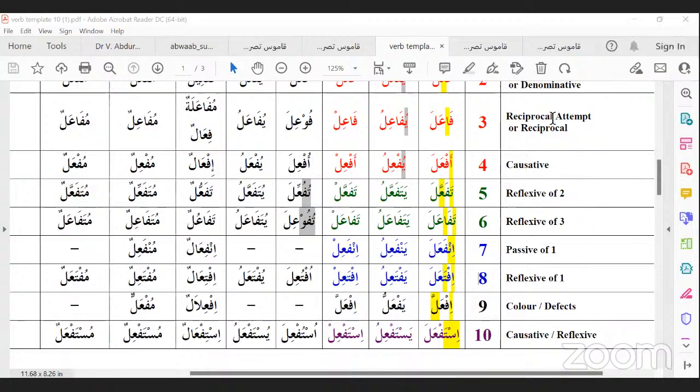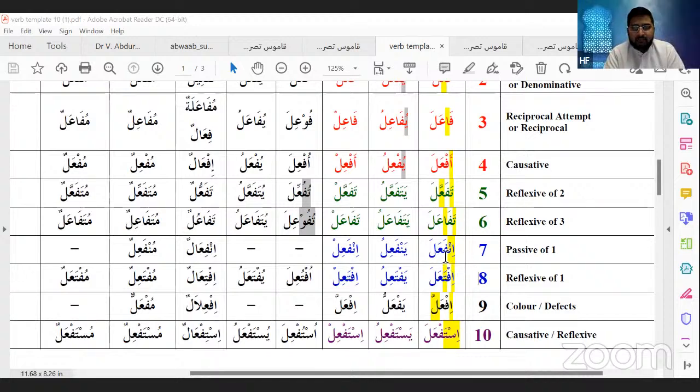Check, what does this mean? We can see near this in fa'ala, it says passive of one. I will explain this. Let me finish this off. Inshallah, maybe I'll explain this, but let me just do the conjugate.